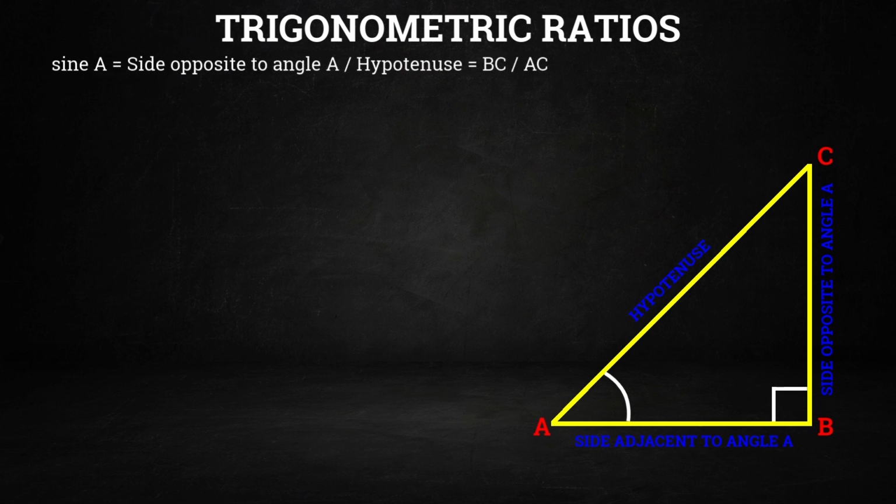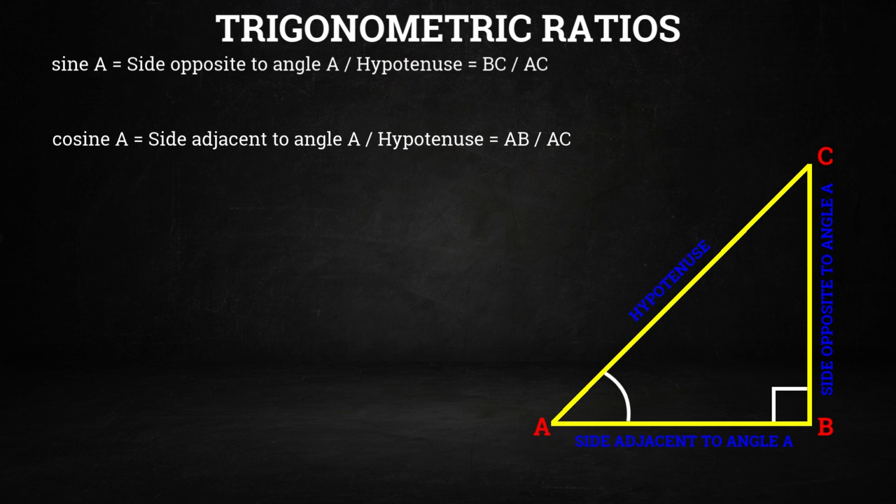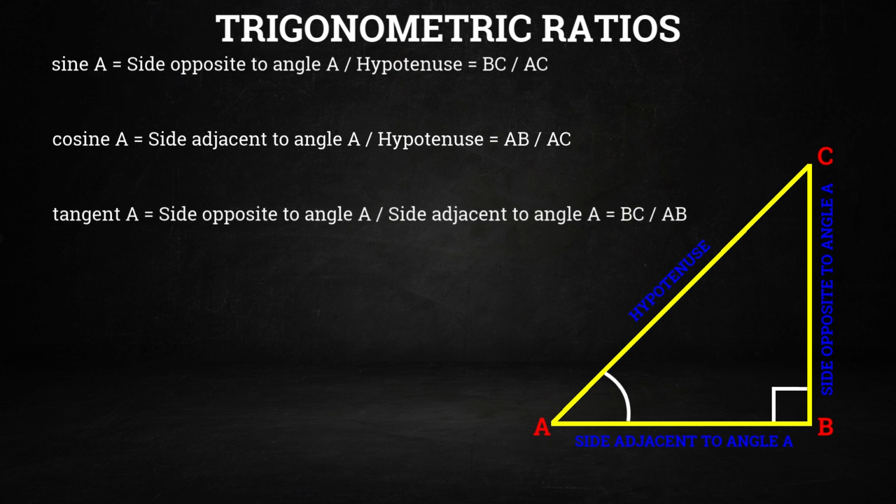Sin A is the ratio of the opposite side to the hypotenuse, that is BC over AC. Cosine A is the adjacent side over the hypotenuse, that is AB over AC. Tangent A is the opposite side over the adjacent side, that is BC over AB.